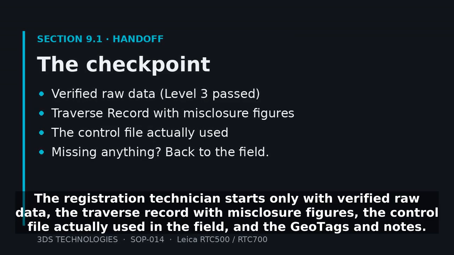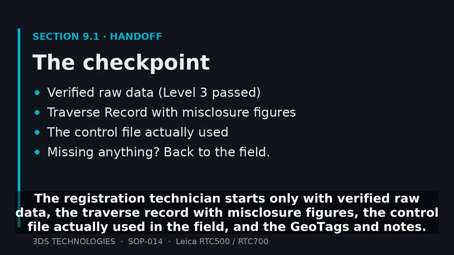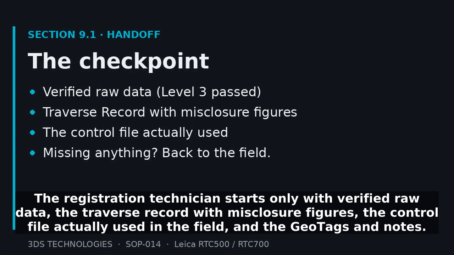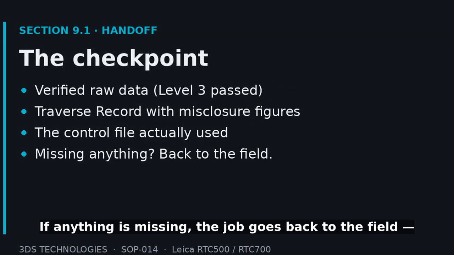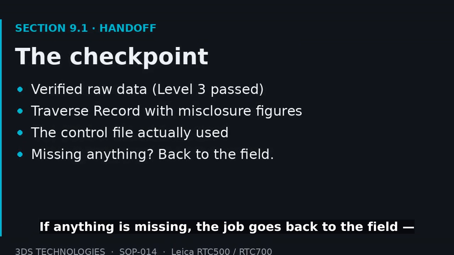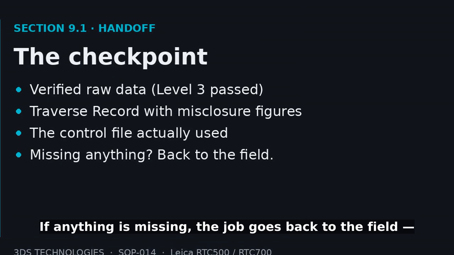The registration technician starts only with verified raw data, the traverse record with misclosure figures, the control file actually used in the field, and the geotags and notes. If anything is missing, the job goes back to the field. It does not get worked around.